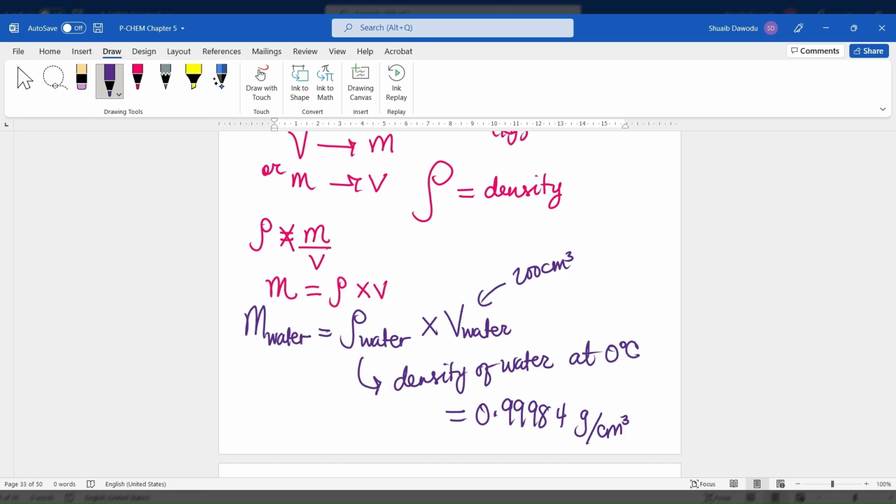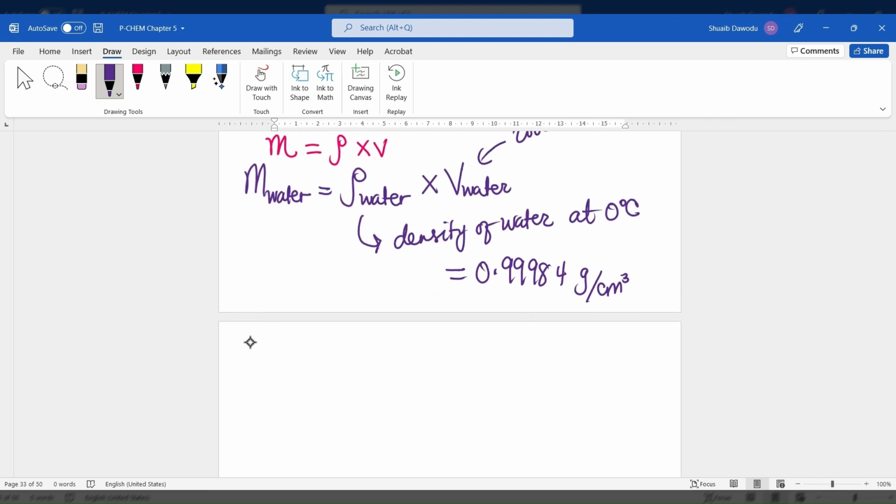And the reason why I have to mention this is because the density of water changes with temperature. So meaning the density of water at 25 degrees is different from the density of water at 0 degrees, and is also different from the density of water at 15 degrees, 20 degrees. Anytime there's a change in temperature, expect the density of water to change. So that's the reason why I'm very specific. So we have the density of water at 0 degrees Celsius.